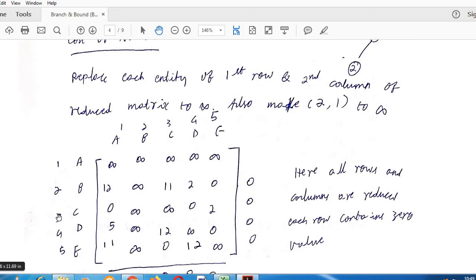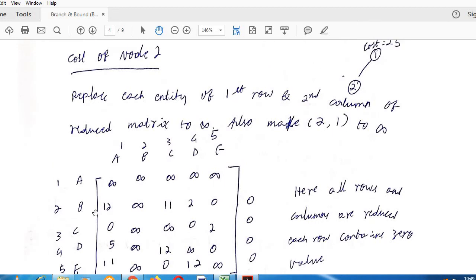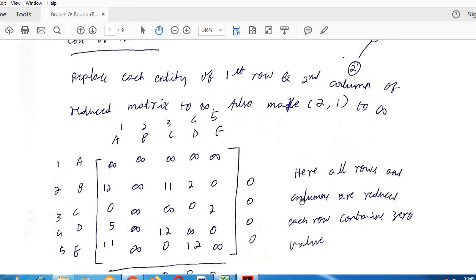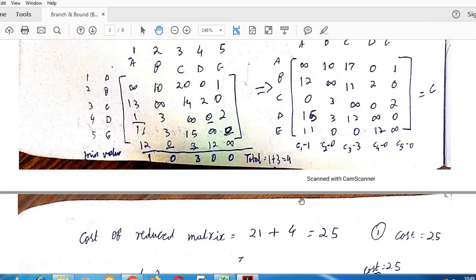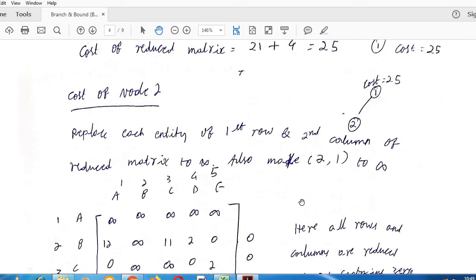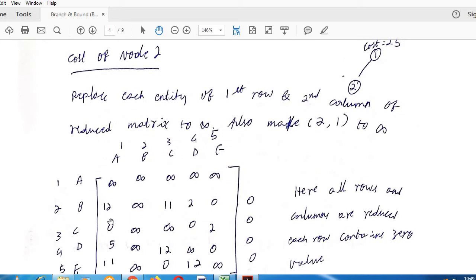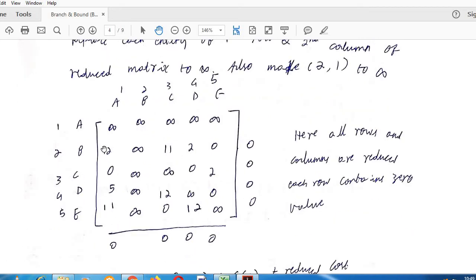So as you can see, I have to replace the second row, first column element with infinity. Here it should be infinity. I made a mistake here, so you have to write it as infinity. I forgot to write it, so this particular value should be infinity.